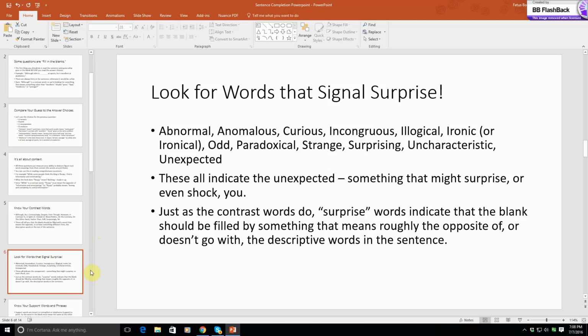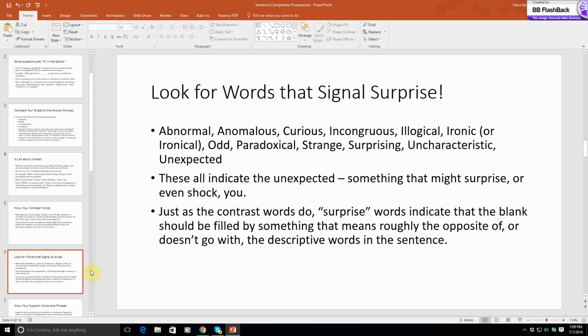Another kind of contrast word is a surprise word. Surprise! If you see something like abnormal, anomalous, curious, incongruous, illogical, ironic, or ironical, odd, paradoxical, strange, surprising, uncharacteristic, or unexpected, these all indicate the unexpected, something that might surprise or even shock you.